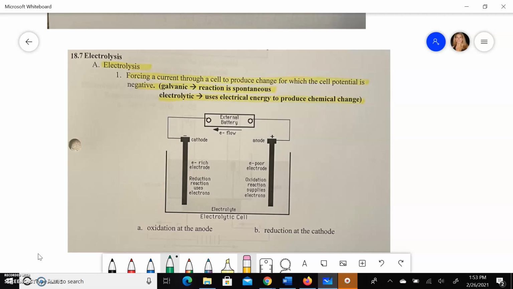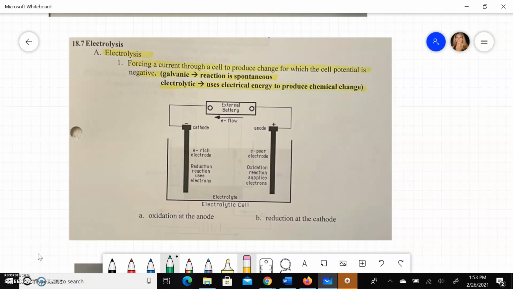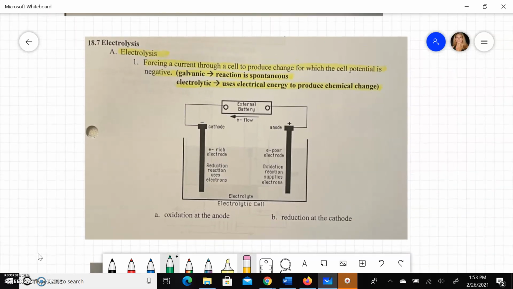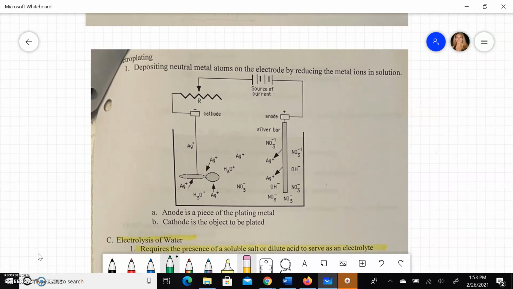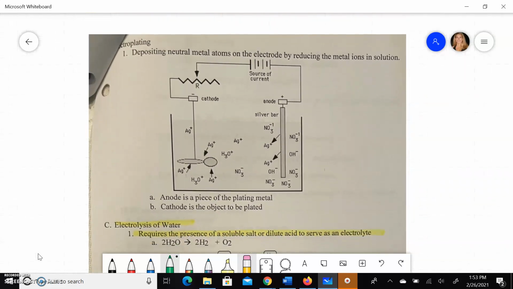And this talks about electrolysis, which we talked about before. There are two different ways to do this. There is a galvanic cell, which is when the reaction is spontaneous and it produces electrical energy. And then there's the electrolytic cell, which uses electrical energy to make a chemical reaction happen that was not spontaneous. So just keep in mind those are the two different kinds of cells that you can use for electrolysis. We already talked about a lot of that, so I'm just going to skip down to the electroplating part.